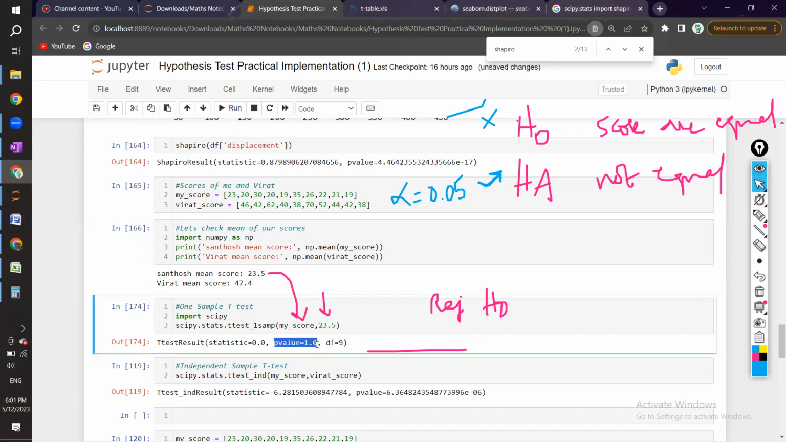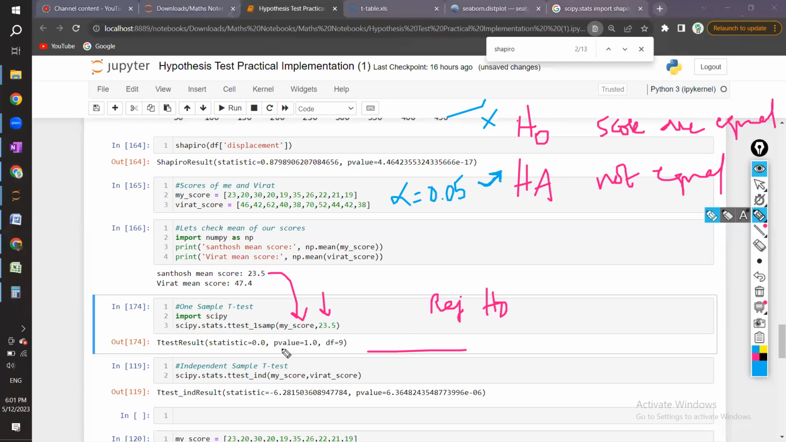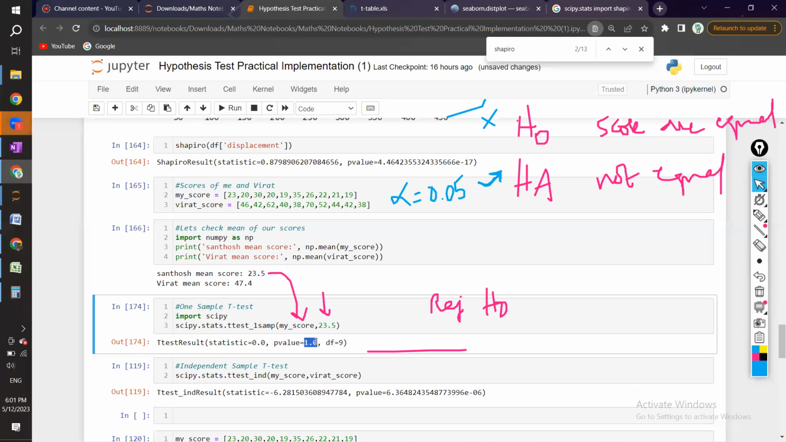P-value is 1. That means maximum probability you are having. What is 1? What is p-value? You can clearly understand from here what is p-value at the end of the day. It is just the probability of null hypothesis being true. So in this scenario also, you are having 1, which means maximum probability. That means null hypothesis is perfectly true. What is null hypothesis? Scores are equal. And is it equal? Yes. The actual score is 23.5. I'm comparing 23.5. So you can happily approve this guy.